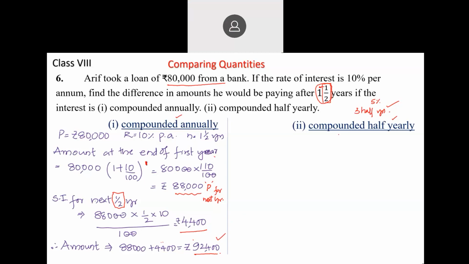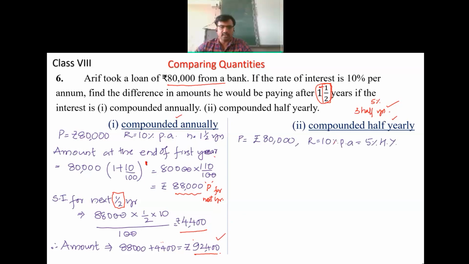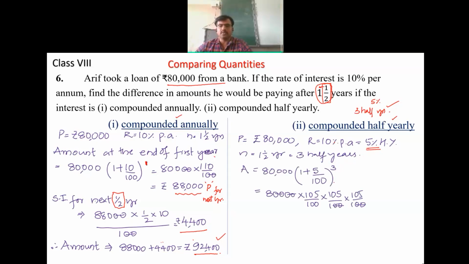Now for the second part, we have to take principal as 80,000. The rate of interest I am changing to 5%, and the number of years is 3. We use the formula. Here 80,000 has to be multiplied with 105 by 100, 3 times. So here 4 of the zeros get cancelled. This can be simplified as 21 by 20. They are divisible by 5.